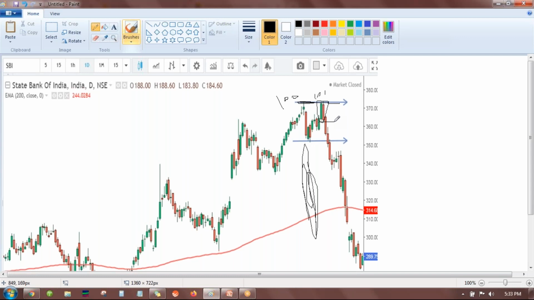Can anyone tell me why? This is the major difference between a professional and a retailer. They try to jump on every setup. I will not take this trade. Can anyone tell me why I will not take this trade? Even though the pattern is good, the pattern is meeting all the criteria which I have discussed. Still, I am not taking the trade.